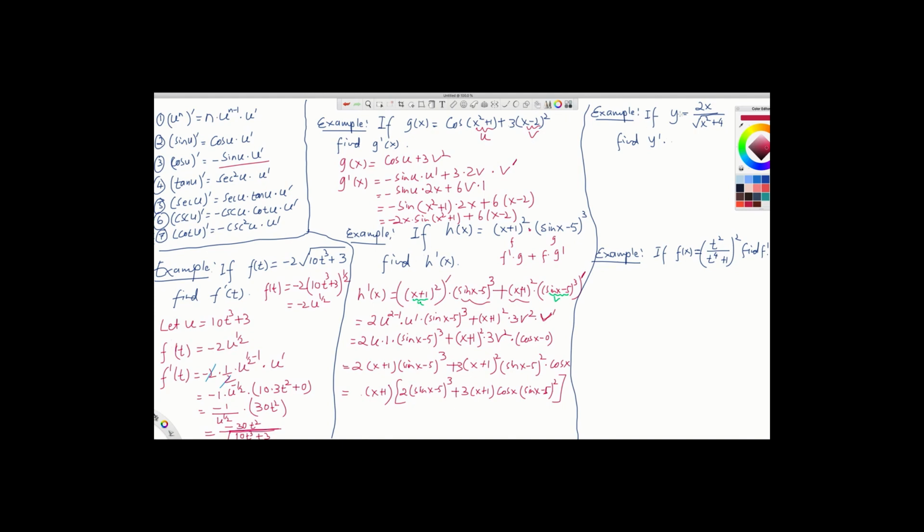Let us do this problem. If y equals 2x over the square root of x squared plus 4, then find y prime. So let us take this as f over g. Do you remember the formula for f over g? I wrote that like u over v, right? Still you can find it, but I just wanted to not confuse you.